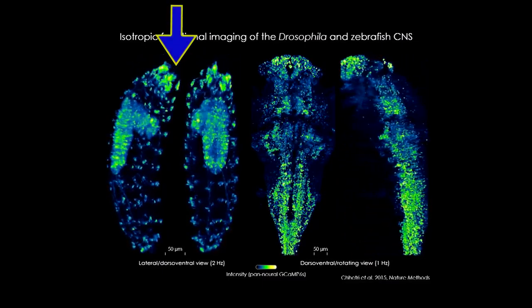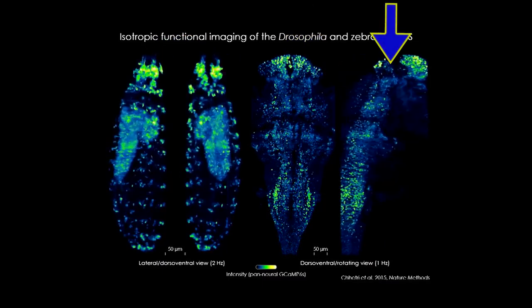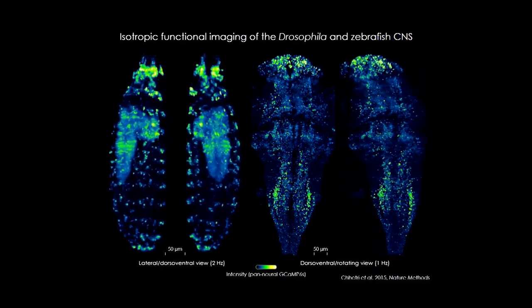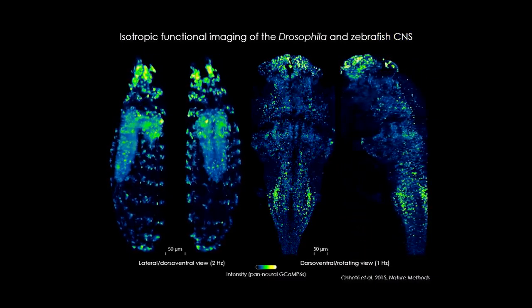Now, this is imaged at 2 hertz, and this is at 1 hertz. And it's just rotating the fish here, so you can see there's no change in resolution as we rotate the volume. So I think live imaging is where this really unfolds its full potential. But you can, of course, also use it for structural imaging experiments with fixed samples. And so the main gain here is that you get isotropic resolution. You can image it very quickly.